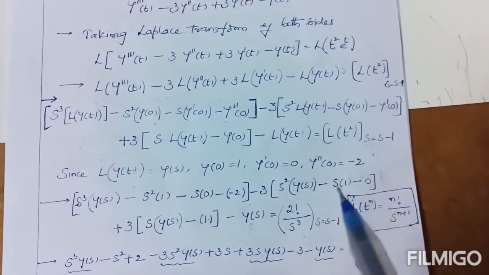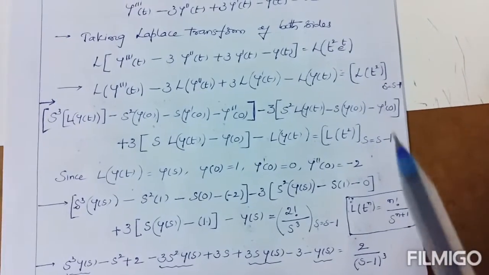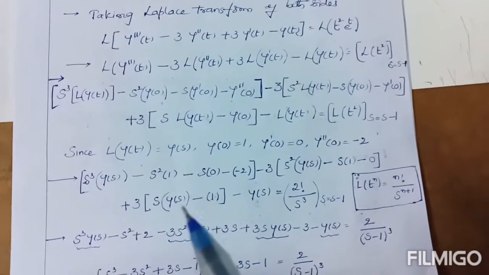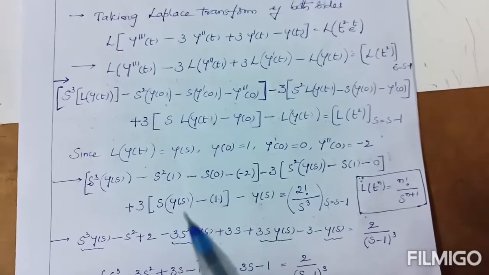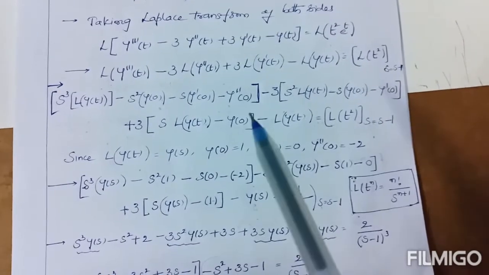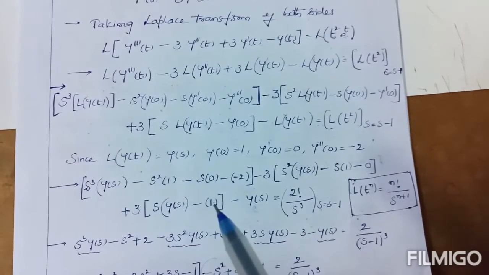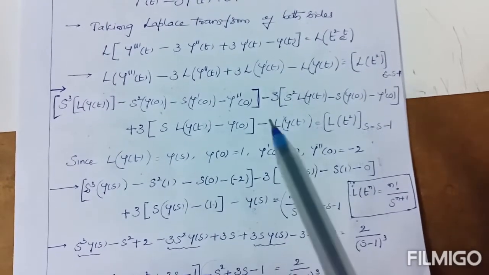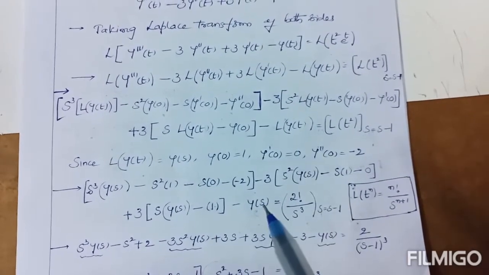s into y of 0 is 1. Minus y dash of 0 is 0. Plus 3 into here s into y of s. L of y of t is y of s. After that y of 0 is 1. Next, minus L of y of t is y of s.